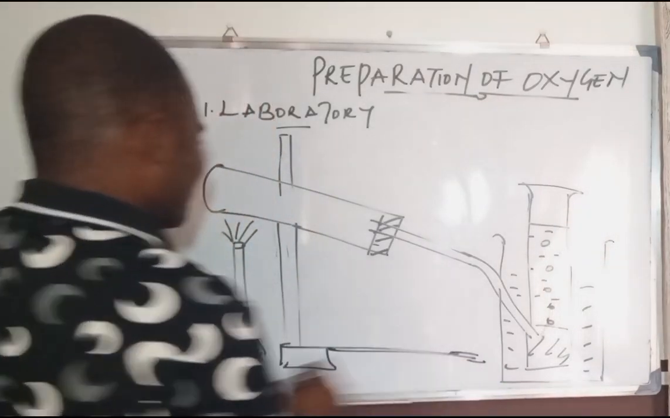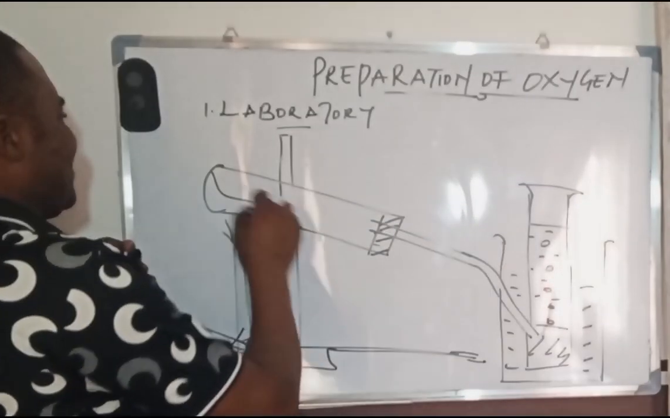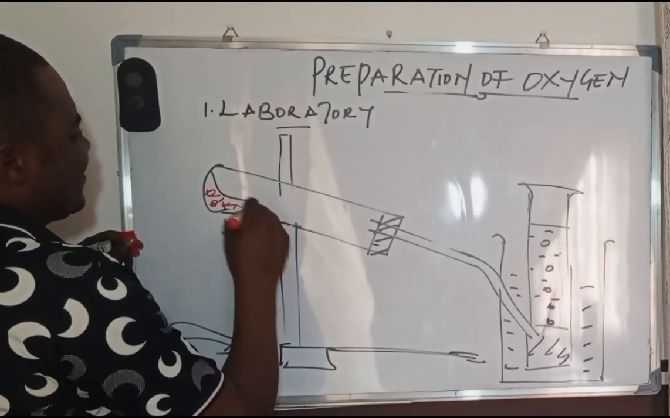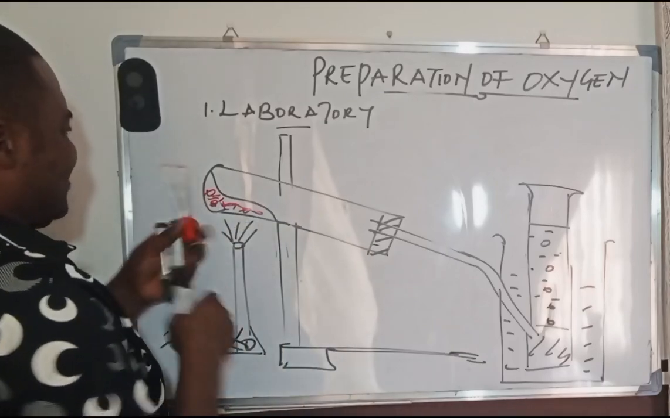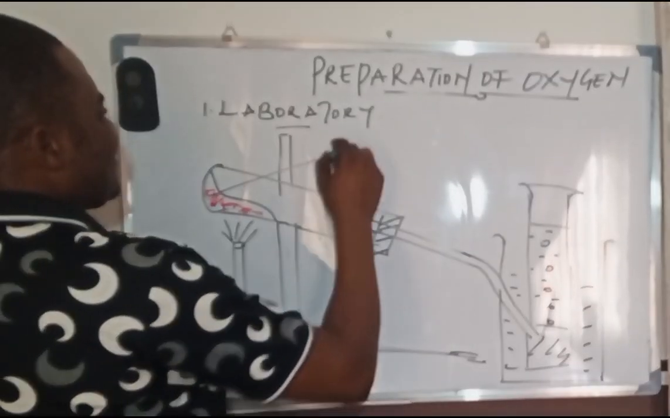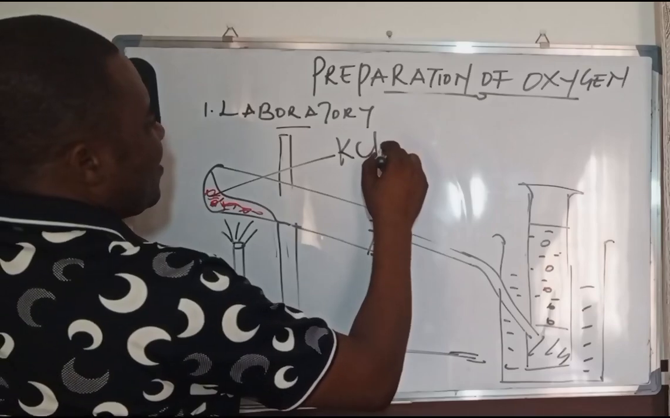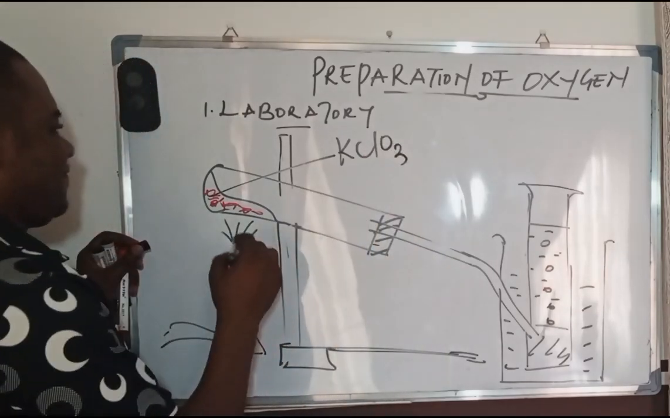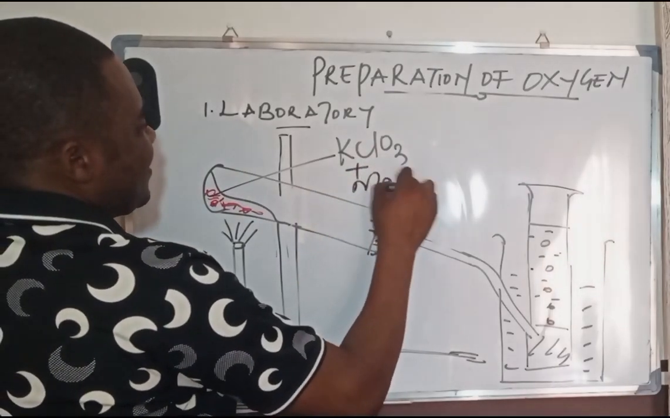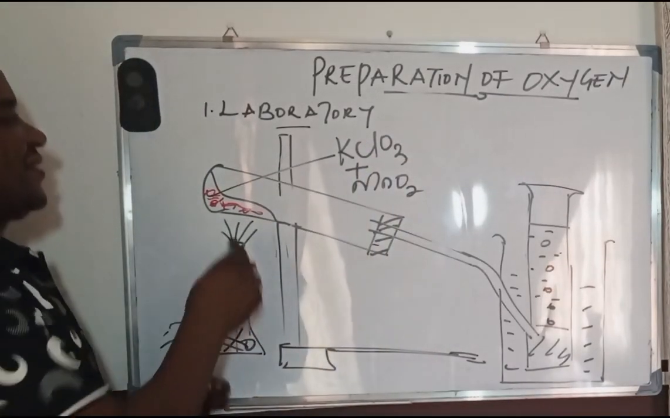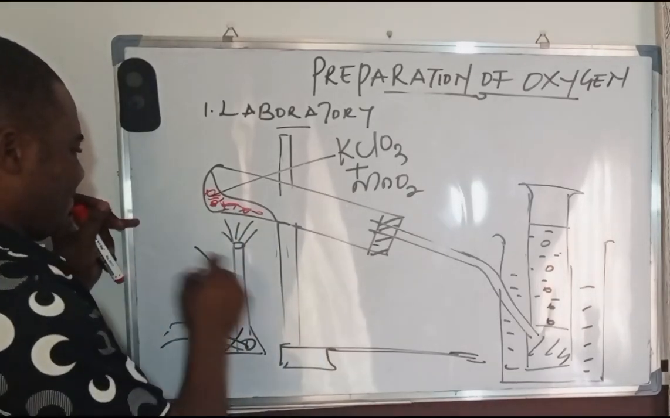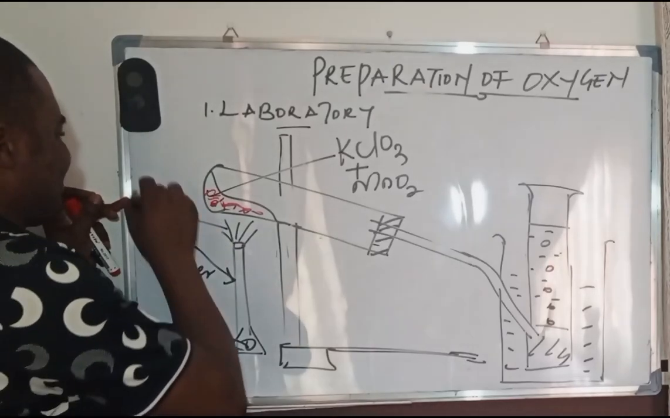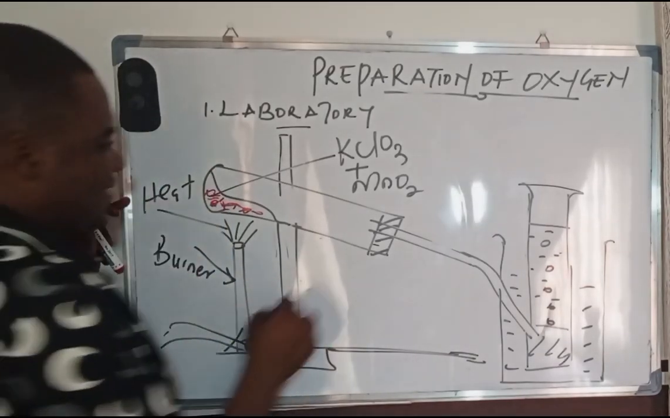And this of course is your desk. So in here we have something of this nature, and this is actually potassium trioxochlorate, chlorate 5, plus manganese oxide. These are the two things that are inside here, and this of course is your burner, and this is heat or flame, as the case may be.